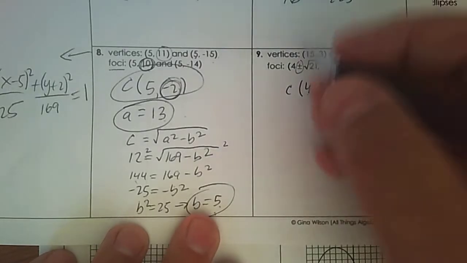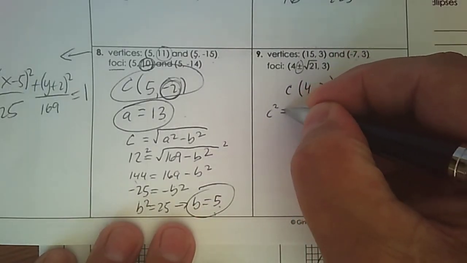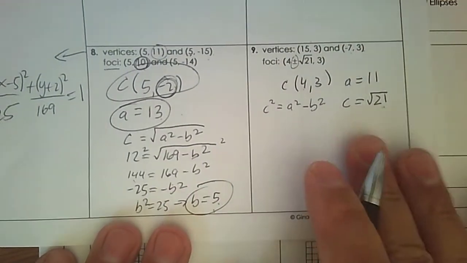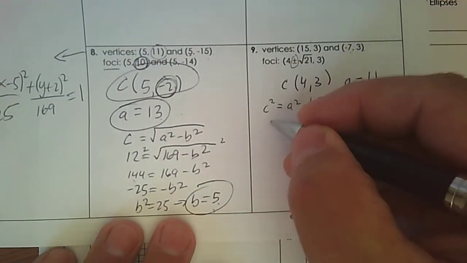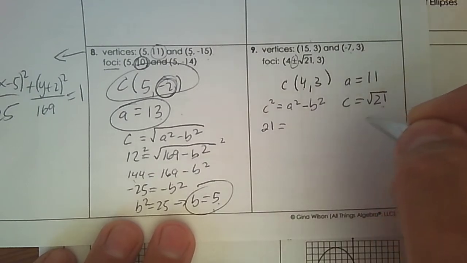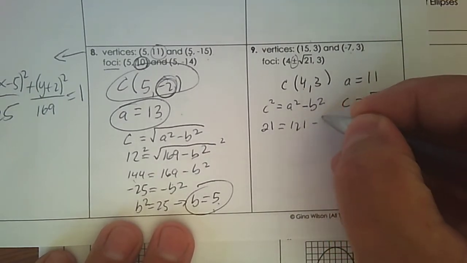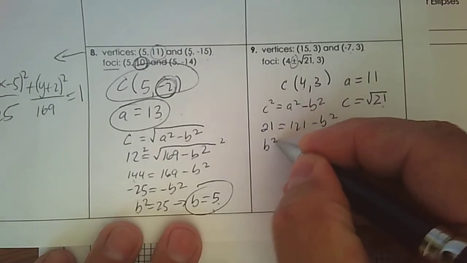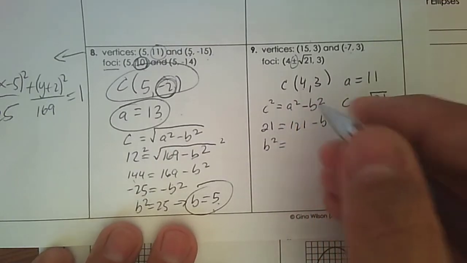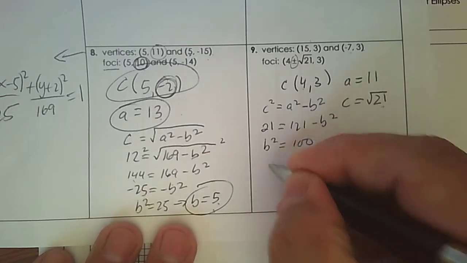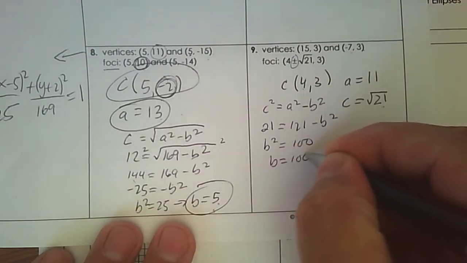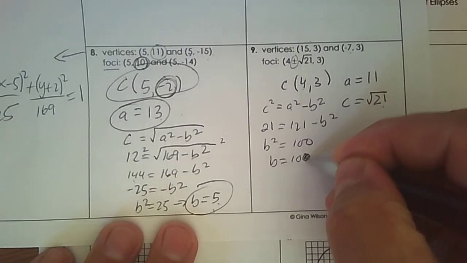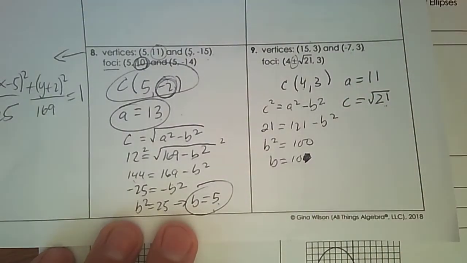So I'm going to actually write down c squared is equal to a squared minus b squared. Because in this case, it's easier to write it that way. So what's c squared? 21. A squared is 121. Subtract or add. I'm going to actually add b squared and subtract 21. And then take the square root. So b is equal to, knock off a 0. B is equal to 10.